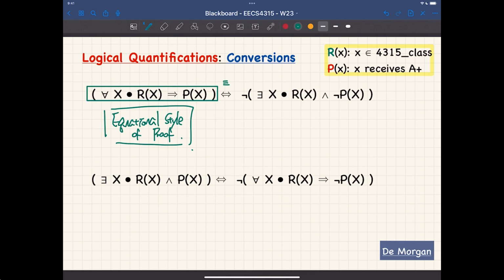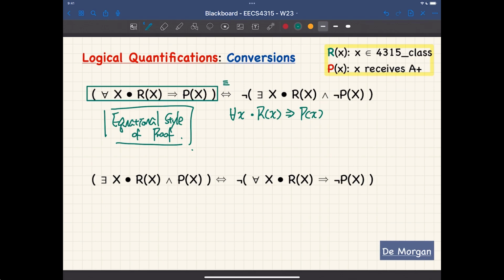Okay, so it's going to be for every x, r(x) implies p(x). Let's start with this.